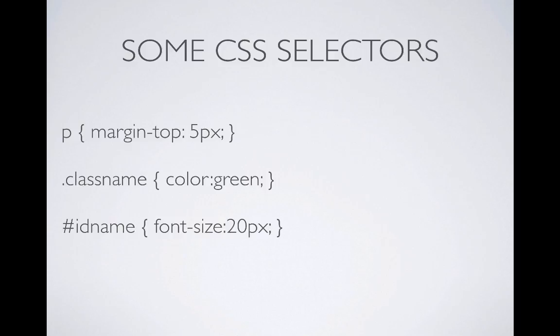For the second line of CSS code shown here, all elements in the HTML document with the class of class name will be green in color. For the last selector, the first element in the HTML document with the ID of ID name will have a font size of 20 pixels.